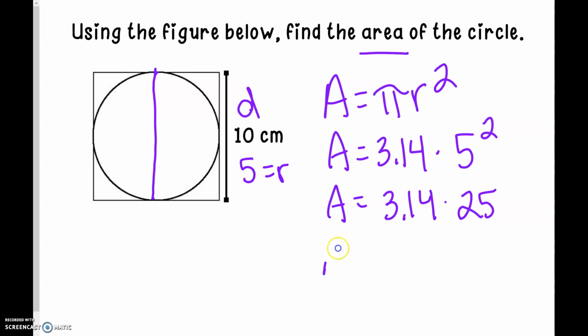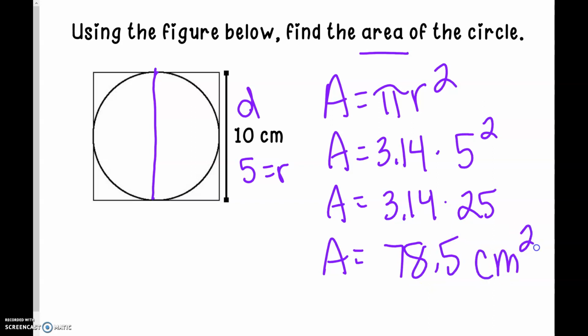But when you do that, you should end up with 78.5, and then we want centimeters squared because we're measured in centimeters and it's area, so we want squared. That looks like a comma, but it's supposed to be a decimal. There we go. Okay, so 78.5. Let's take a look at another one.